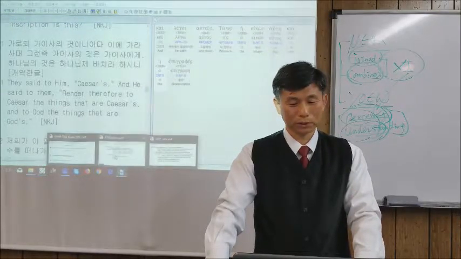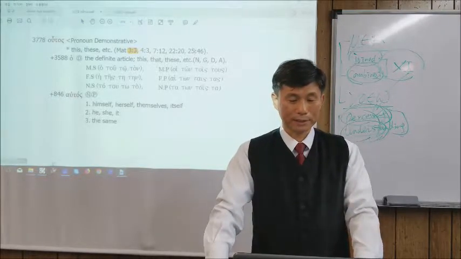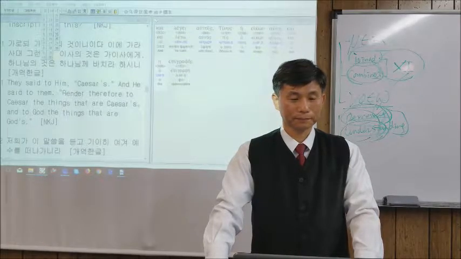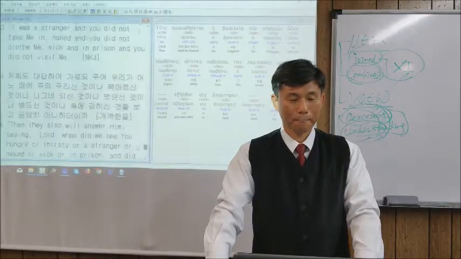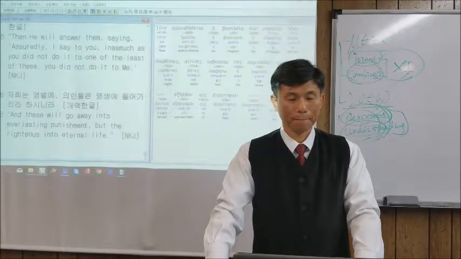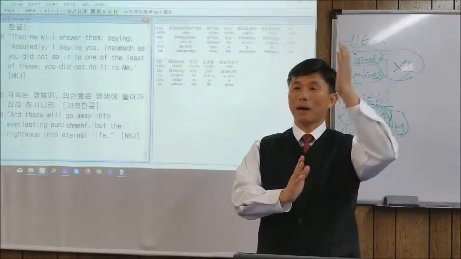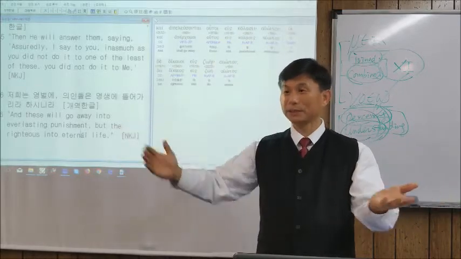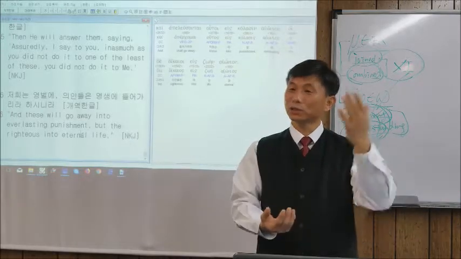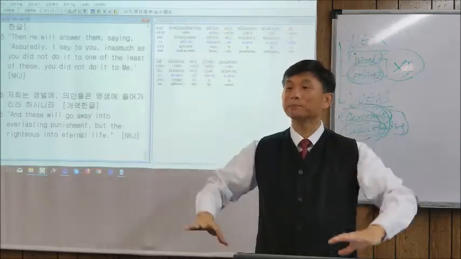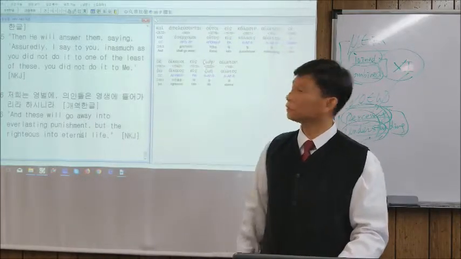So that's the οὗτος. And the last one, οὗτος, is showing, we can look at 25:46. The 25 is talking about five wise virgins, five foolish virgins, and then the five talents, two talents, and one talent. And then sheep and goats, right? Those are all the same story, because it is all a connected story. And then this is the conclusion of chapter 25.